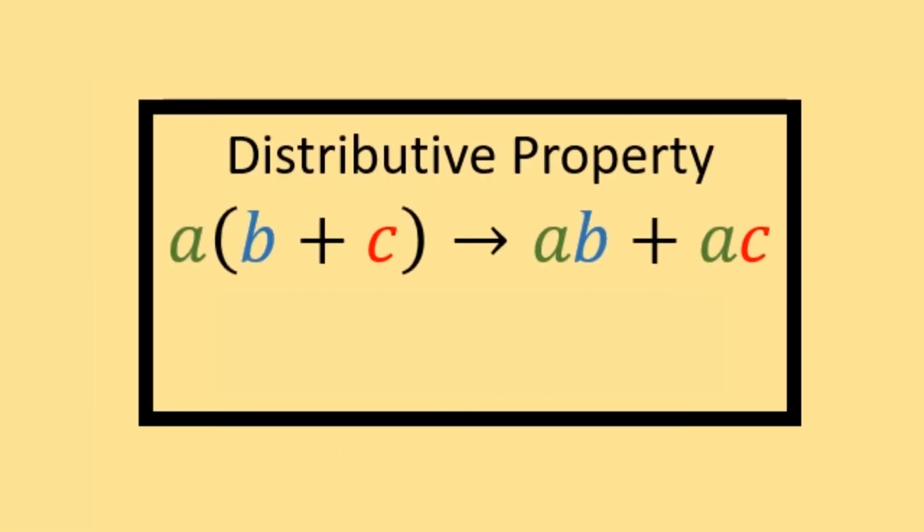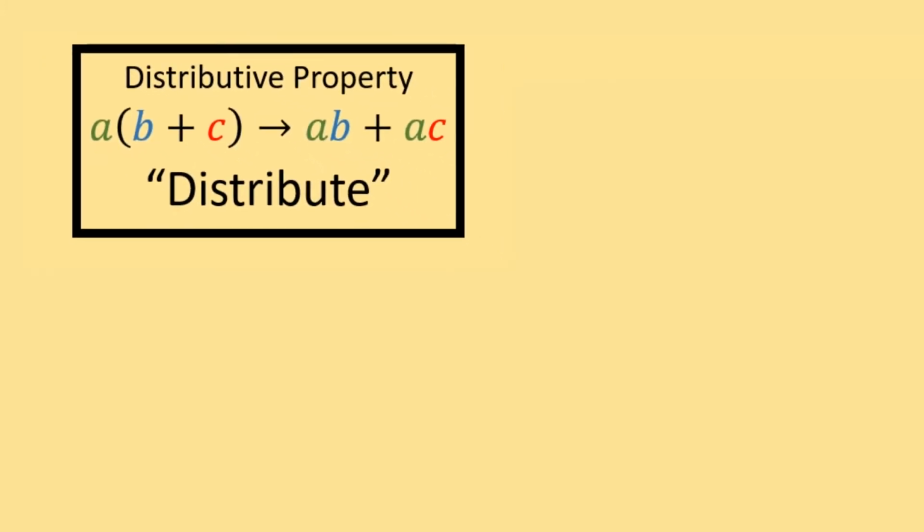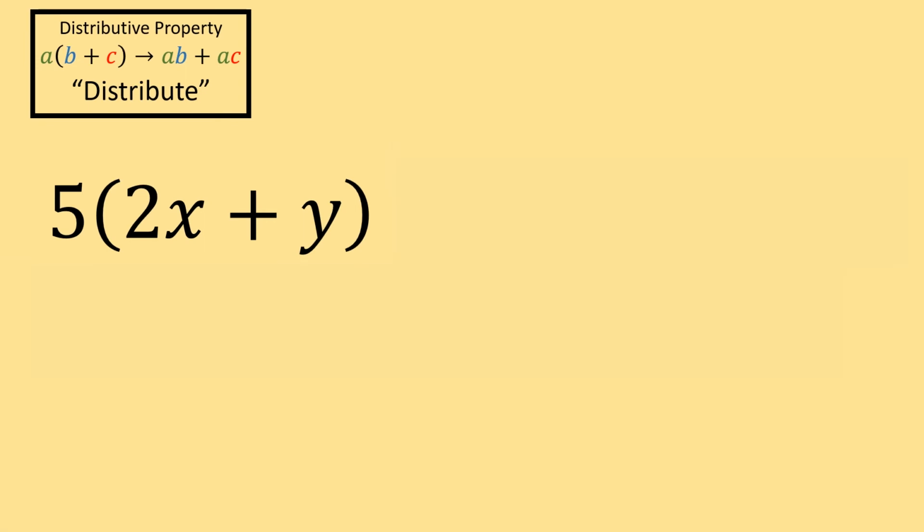So let's work through an example where we start with something of the form that appears on the left here, and we move to something that looks like the right side here. And whenever we're working with a problem like this, we're usually told to distribute. So for instance, say we're told to distribute 5 into the quantity 2x plus y.